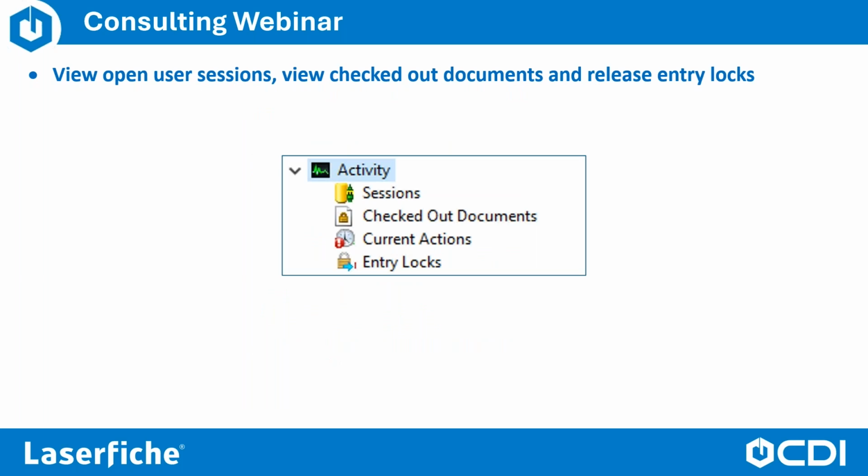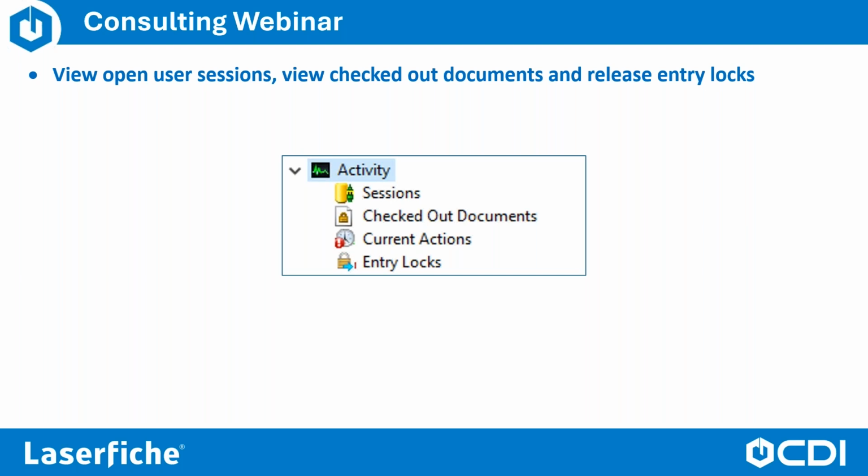And finally, in the activity node, we can see who is active and logged in. In the sessions node, we can view Office checked out documents, for example. And if there are entry locks, which is fairly rare, but does occur on occasion, we can release the entry locks in that system as well from the admin console.